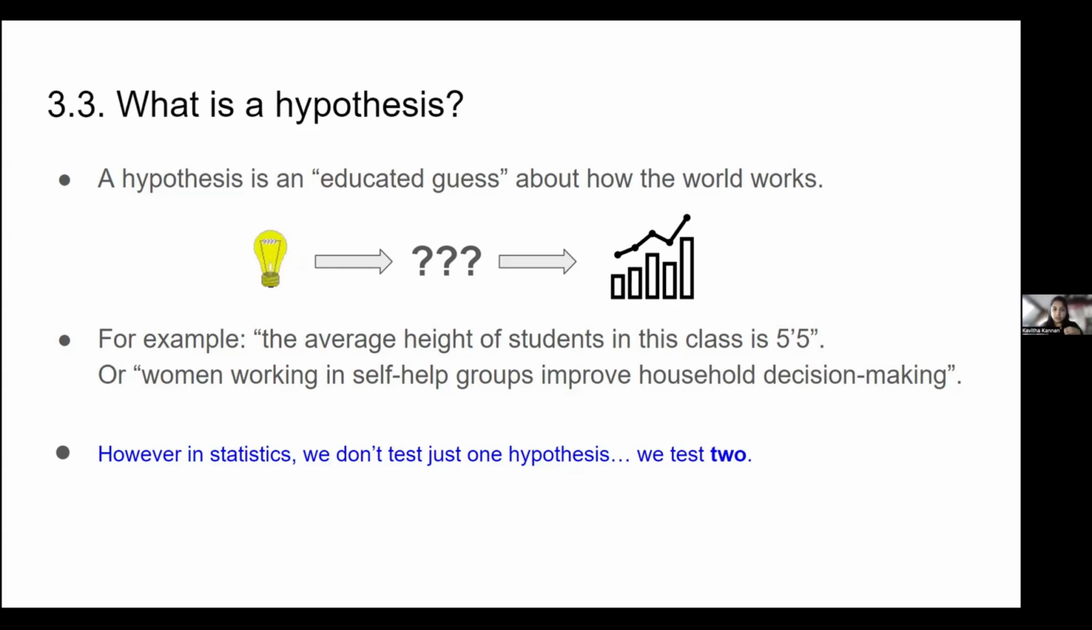It is not the truth. To say that this is the truth, the average, the mean, you've got to collect the data, you've got to do the groundwork for it. Or, women working in self-help groups improve household decision making. So how do you come to this? How do you just make the statement? You can't just make it.